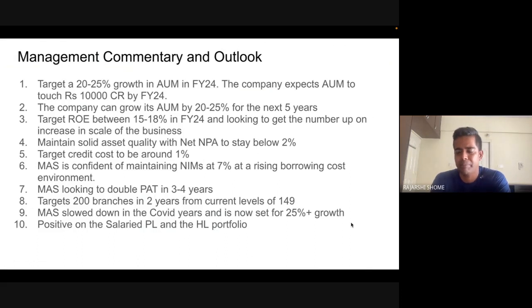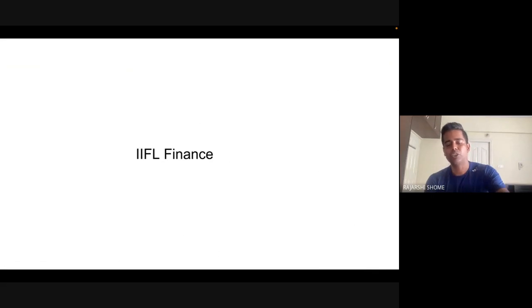There is one more thing. If you just read the history of MAS, they literally squeezed their loan book during COVID, right? And they ensured they focused more on collection than disbursal during COVID. Now that COVID is gone, Mr. Kamlesh Gandhi talks about growing now. Positive on the salaried personal loan and the home loan portfolio. So again, like Arman, MAS also has the same thing: their new divisions, let's say home loan, salaried personal, they're also trying to diversify the book. Okay, so MAS Financial is done.